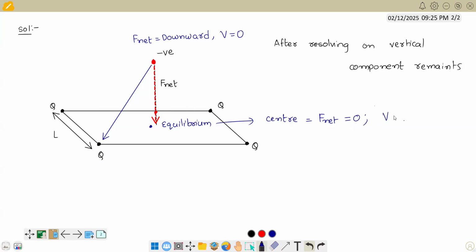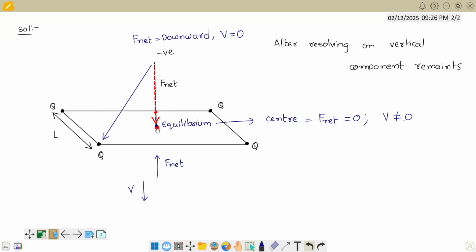So we can further continue. Its velocity is not zero at the center. Since its velocity is not zero at the center, the particle will reach equilibrium, and slowly it will cross the equilibrium and go in this direction. Now, as it is going in this direction, what's the direction of net force? Below this would be the direction of net force, and this is the direction of velocity. Because the net force and velocity are in opposite direction, after crossing the equilibrium position, it will slow down.